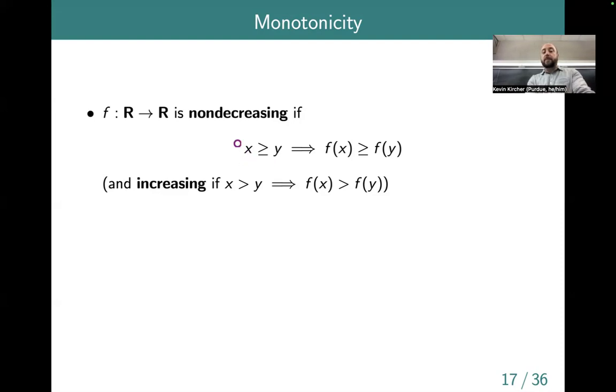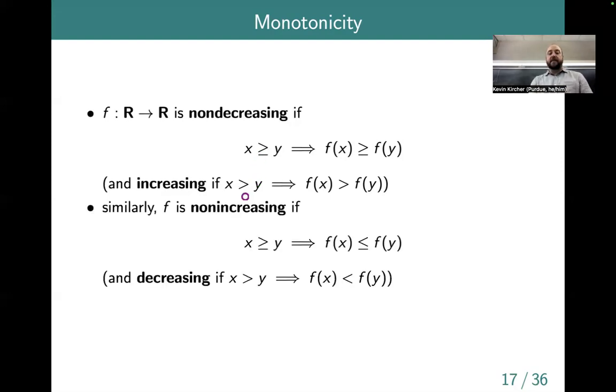So if the input to the function, x, is bigger than some other input y, then the function value is also bigger than the other function value. If you graph a function, it's just going up or staying constant. And then we say a function is increasing or strictly increasing if these inequalities hold in a strict fashion.